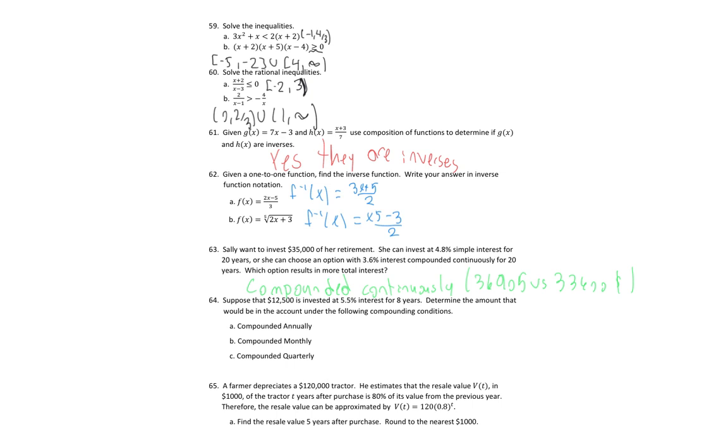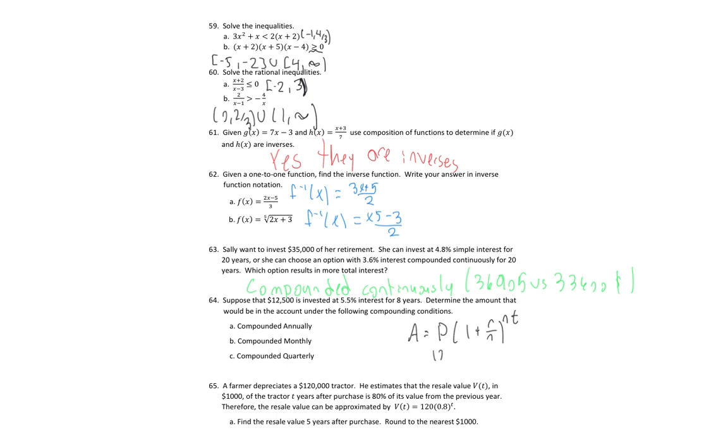So next one is saying suppose that $12,500 is invested at 5.5% for 8 years. Determine the amount that would be in the account under the following compounding conditions: annually, monthly, quarterly. Well, compound interest, the amount of money we have in our account, is going to be our initial amount times 1 plus r, our rate, over n, where n is the number of times we compound a year, to the nt, where t is the number of years. So compounding annually, that means once.